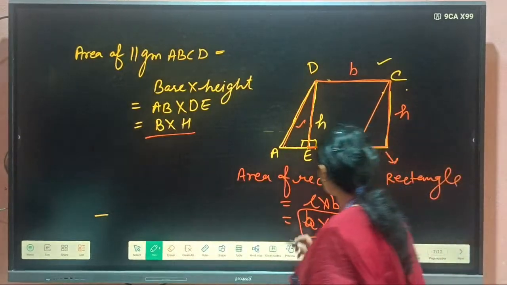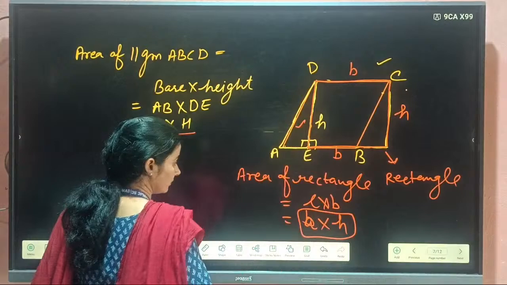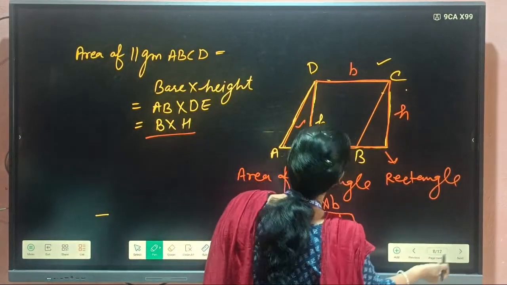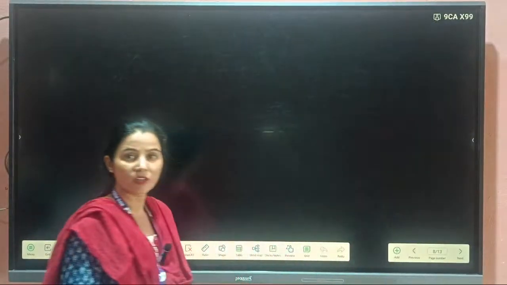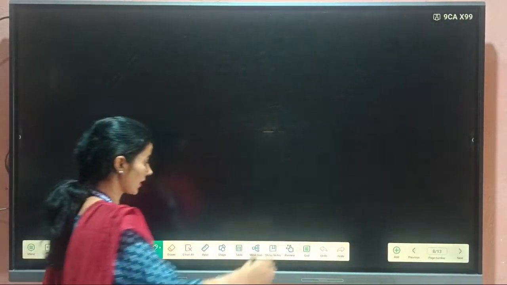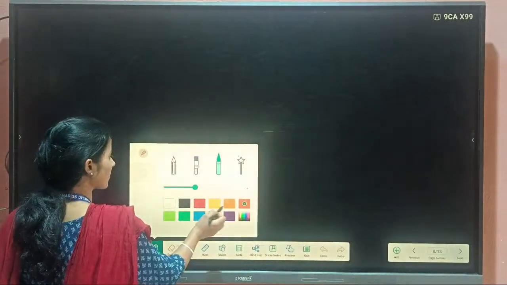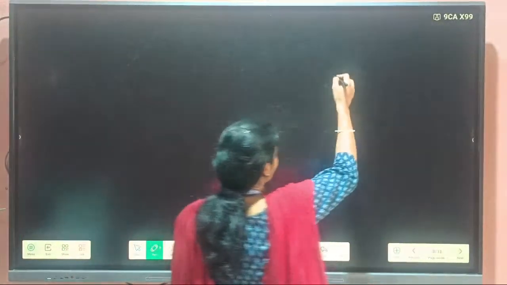Now see, next 2D figure is trapezium. Let us draw a trapezium.